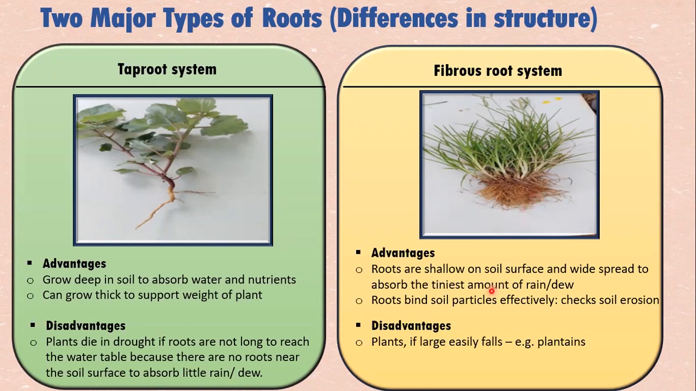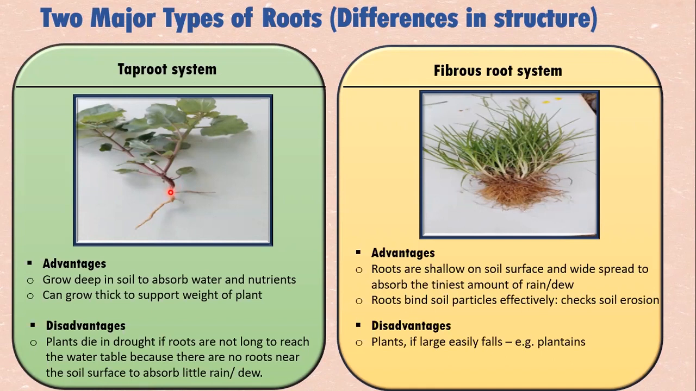But well, there are also disadvantages because the roots are very shallow. The plants, if they are large like plantains, easily fall off with the slightest wind. Well, any disadvantages in taproots? Yes, the taproot system, because the root goes very deep into lower layers of the soil, and there are very few roots at the top soil. In droughts, if this root doesn't go deep into the water table to absorb water, then the plant will suffer because it can't absorb dew or very little rain, and so they die.